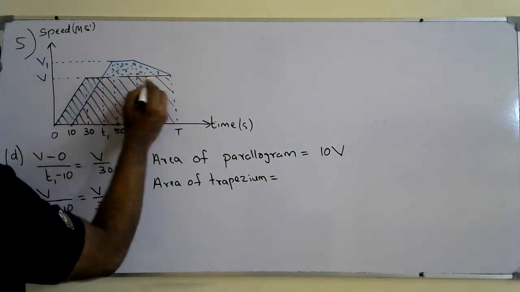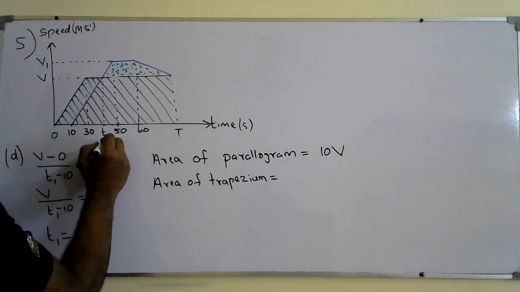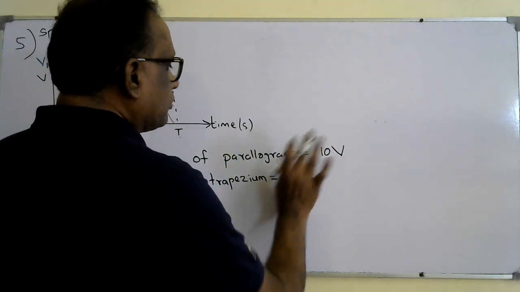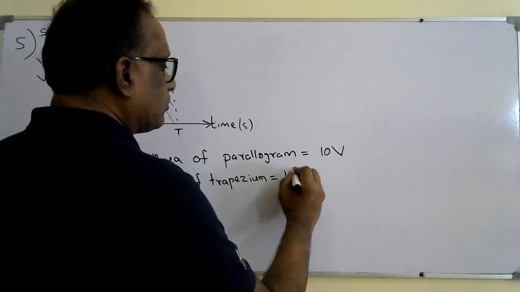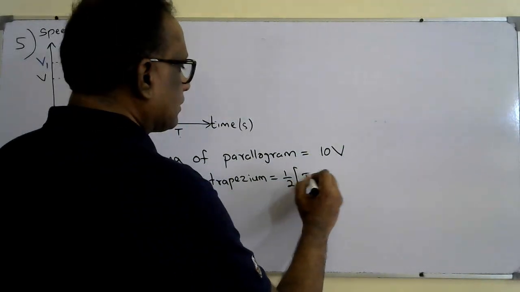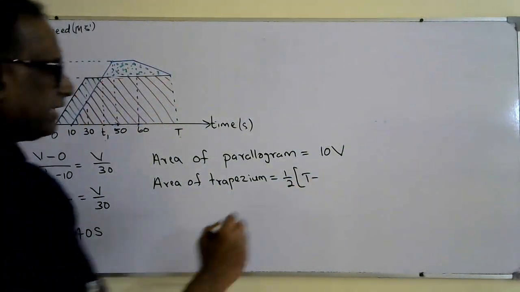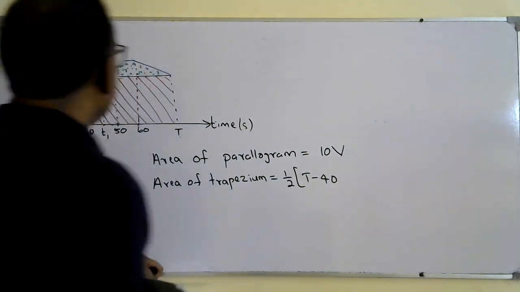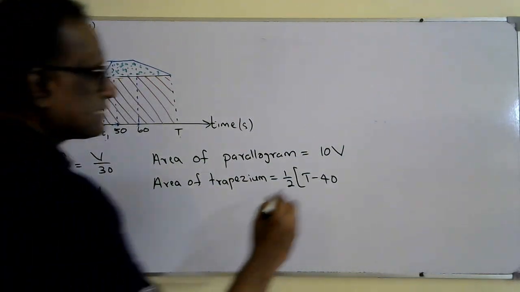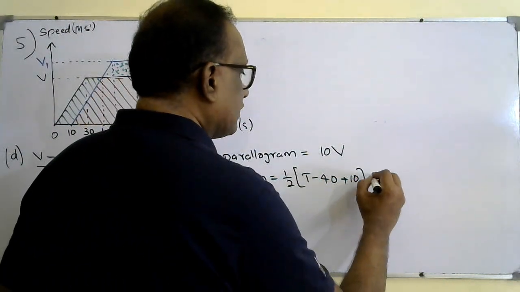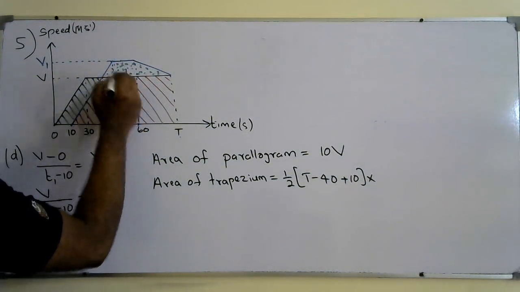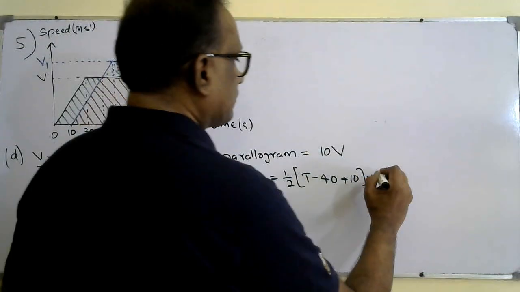This length is T minus T1, that is T minus 40, half into addition of the parallel sides. This length is 60 minus 50, that is 10, plus 10, into vertical height. This vertical height from here to here is V1 minus V.